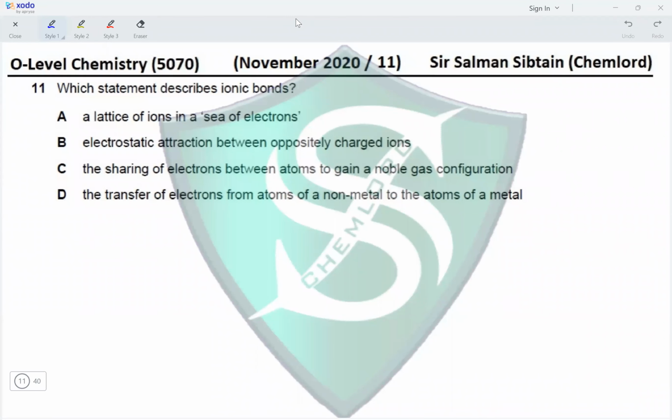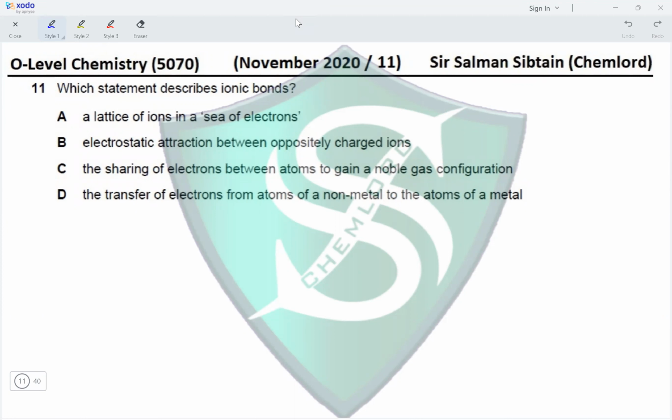Hi guys, this is O-level chemistry, paper 11, November 2020, question 11. Which statement describes ionic bonds? A, a lattice of ions in a sea of electrons?